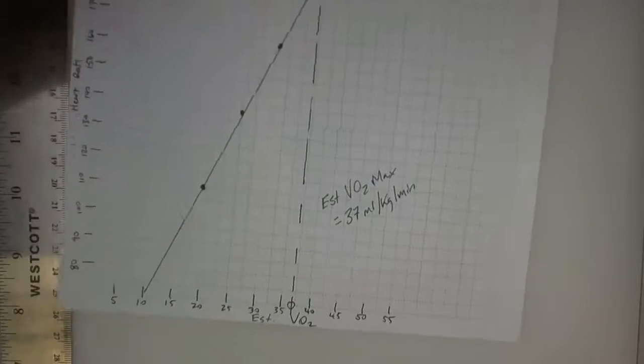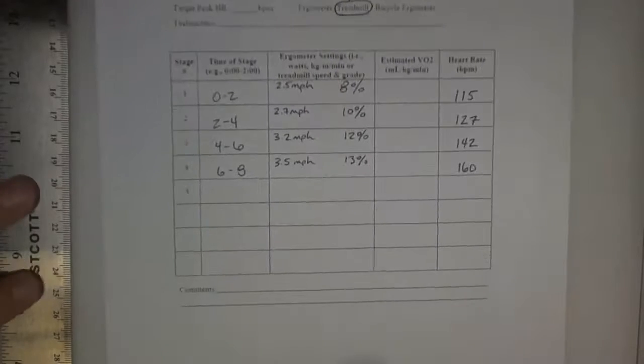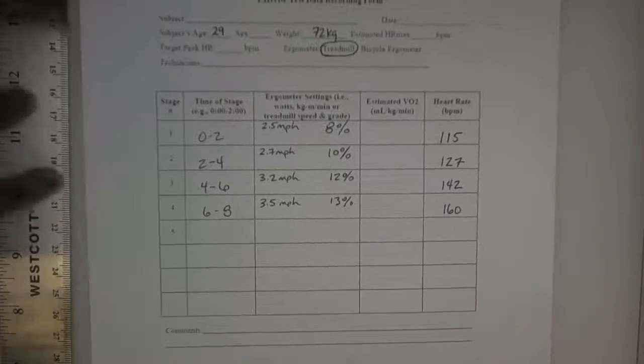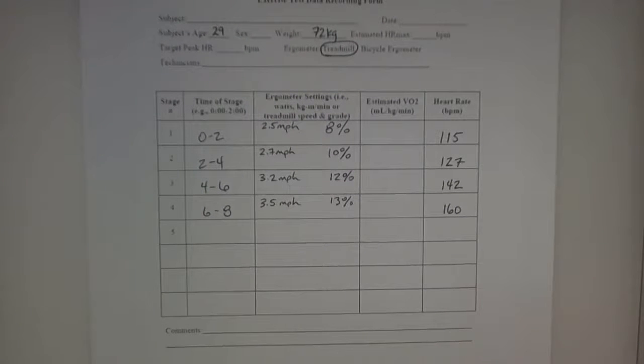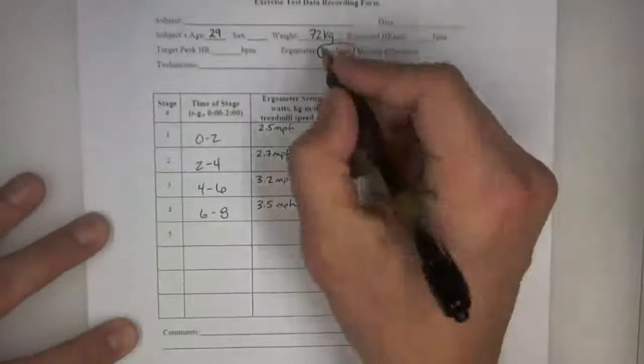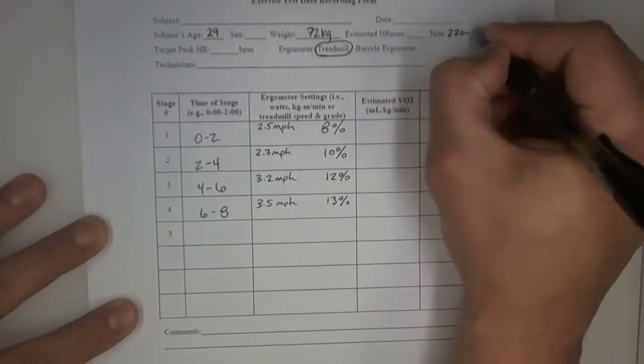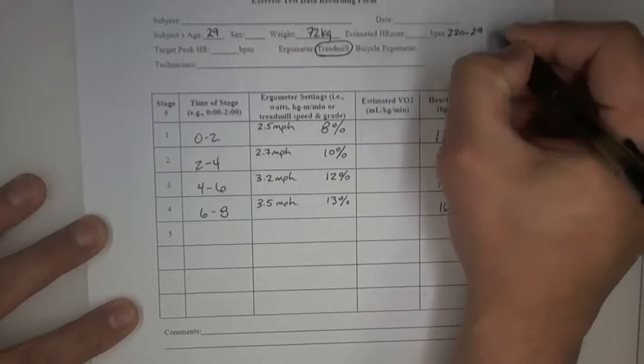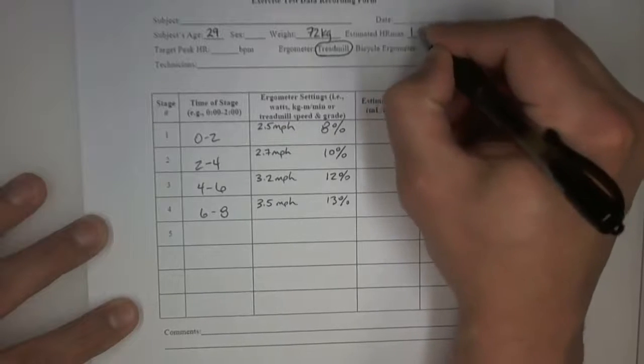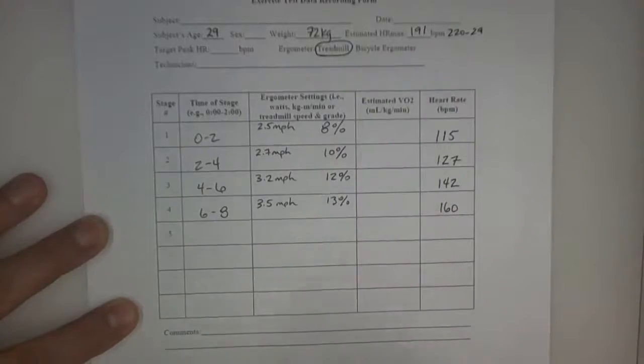Okay, now let's do another example. So let's now do one using data from the treadmill. We'll work through the same procedure that we just worked through. In this situation, the subject age is 29, weight is 72 kilograms. Estimated heart rate max, again, 220 minus the age of 29, which is 191 beats per minute.